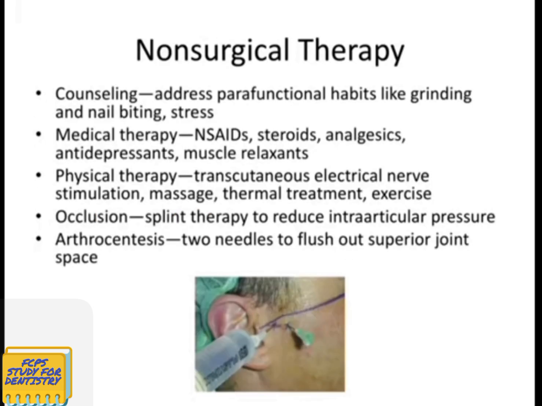All right, so let's get into a little bit more non-surgical therapy for TMD. Disc displacement, internal derangement, you're having issues with pain and tenderness upon palpation of the TMJ. Here are some non-surgical approaches. Counseling to address parafunctional habits like grinding, like the bruxism we just talked about, nail biting, and also stress management, which can cause or exacerbate these things.